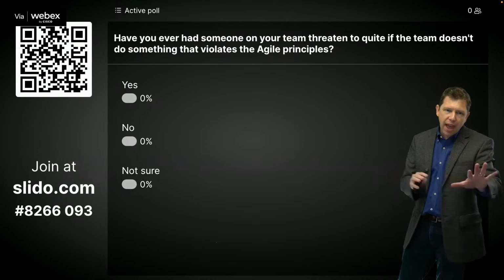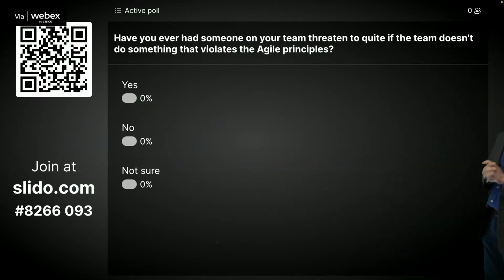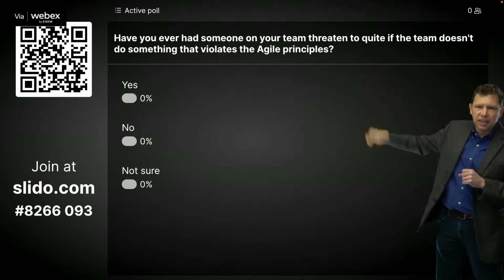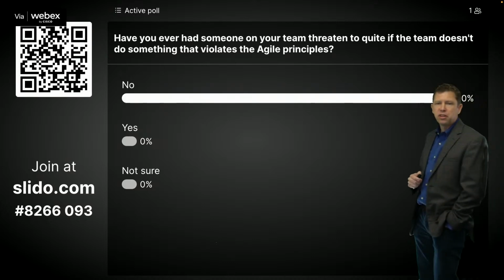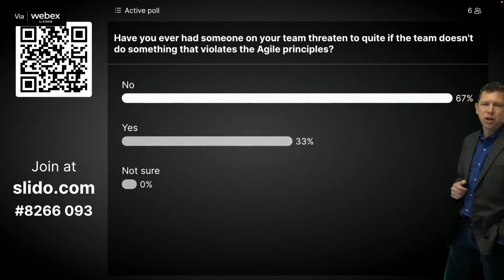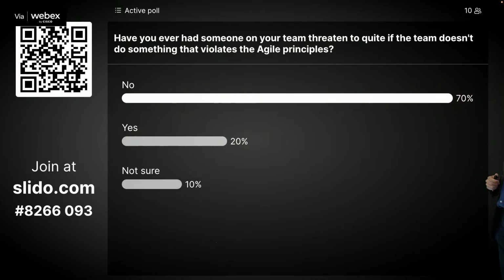Have you ever had someone on your team threaten to quit? Oh, I spelled it wrong. Sorry, not quite. Quit. That should be quit. Quit the team if the team doesn't do something that violates the Agile principles. So have you ever been in a situation where somebody threatened to quit if the team doesn't do something that violates the Agile principles?